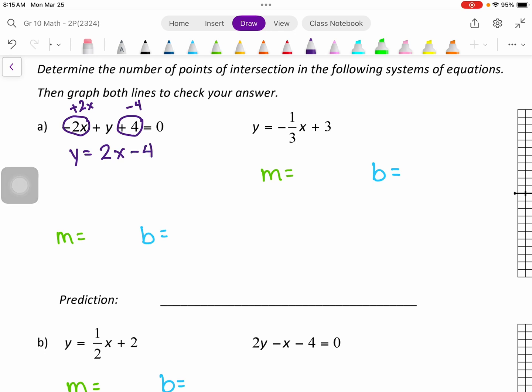So I have a slope of 2 here, of negative 1 over 3 here, and a y-intercept of negative 4 and positive 3. And anytime I don't have a run, when I have a whole number, it's 1.